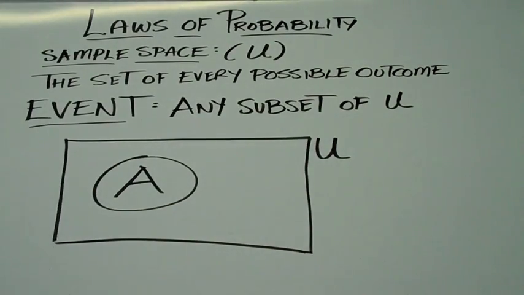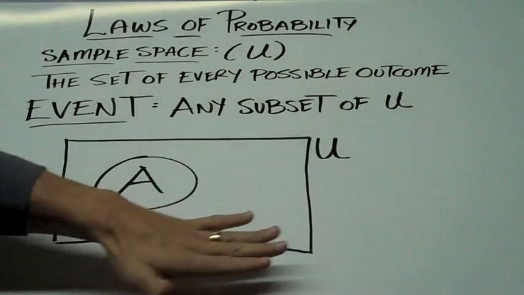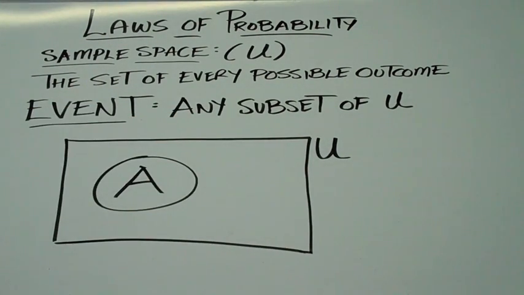Now we can talk about the laws of probability. We already know that the sample space, U, is the set of every possible outcome. An event is any subset of U. So if, for example, this could be all the students in the school, and the subset could be those who bring their lunch to school.